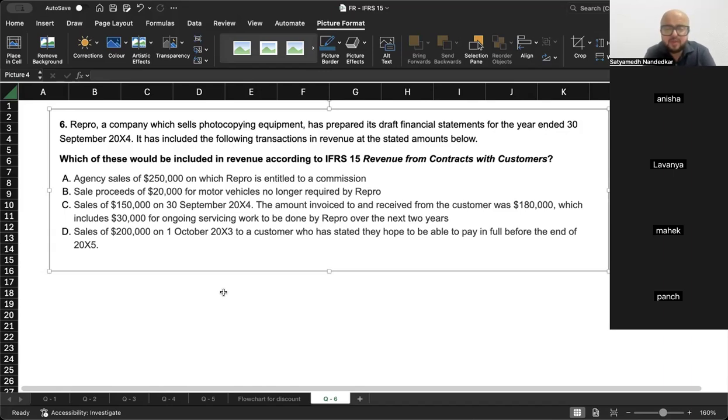Agency sale of 2,50,000 on which Repro is entitled to a commission. Sale proceeds of 20,000 for motor vehicles no longer required by Repro. Sale of 1,50,000 on 30th September 2004. The amount invoiced to and received from the customer was 180,000, which includes 30,000 for ongoing service work to be done by Repro over the next 2 years. And sales of 2 lakh on 1st of October 2003 to a customer who has stated they hope to be able to pay in full before the end of 2005. Okay.